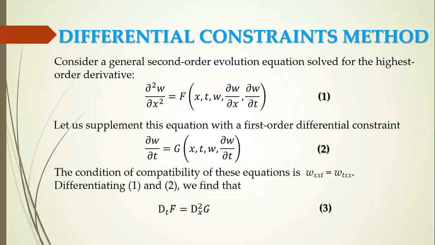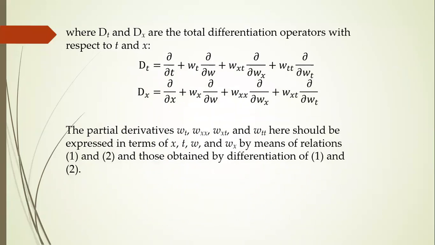The condition of the compatibility of these equations is w_xxt = w_txx. Differentiating equation 1 and equation 2, we find that D_t f = D_x² g. Let it be equation 3, where D_t and D_x are the total differentiation operators with respect to t and x.